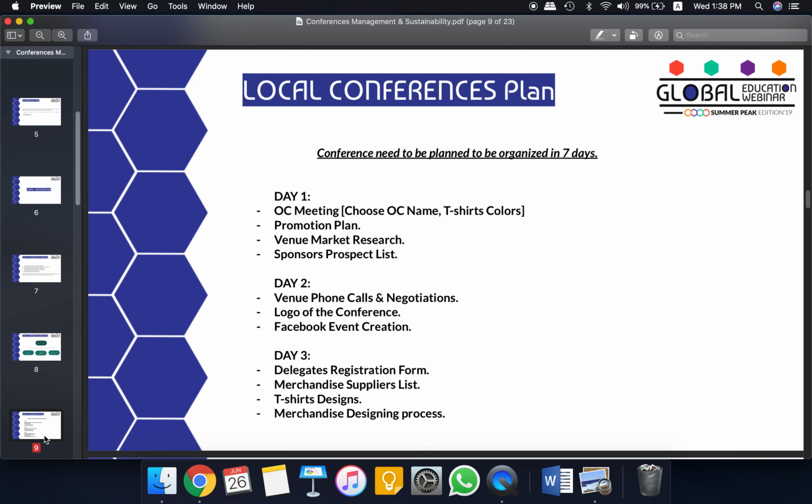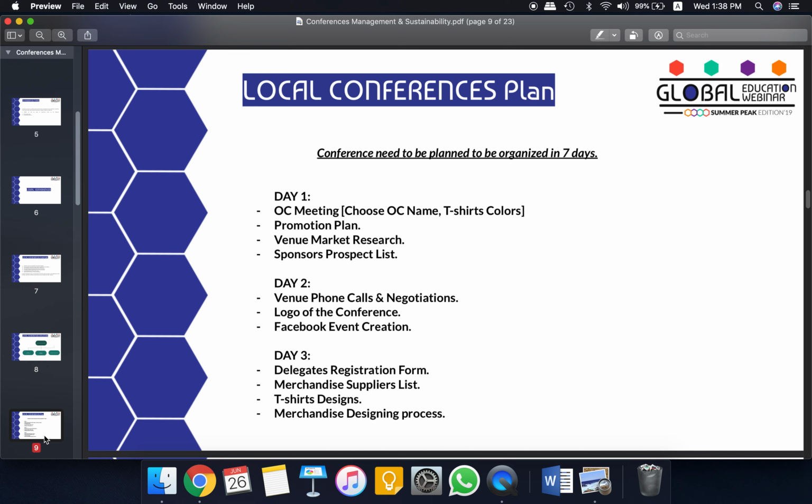meeting, choose the OC name, the t-shirts and everything, put the promotion plan for the whole conference, do the venue market research. The venue is the hotel market research, and then we see the prospect list of the sponsors that could be interested. Second day, we do phone calls and negotiations with all the venues. We choose the logo of the conference and we create the Facebook event or whatever, the WhatsApp group that we're going to have all the promotion on.